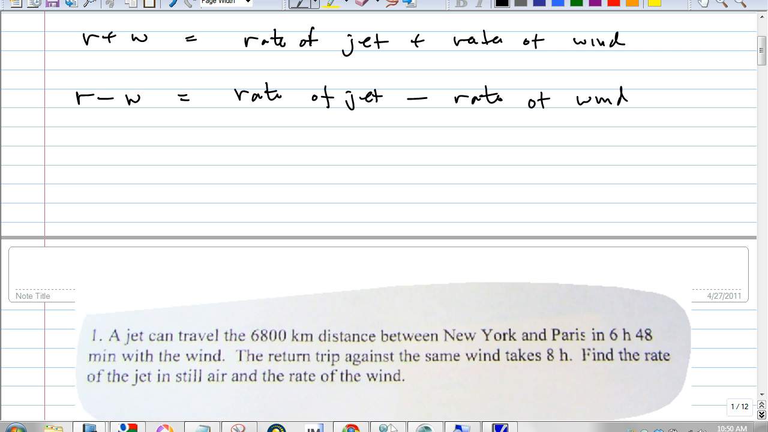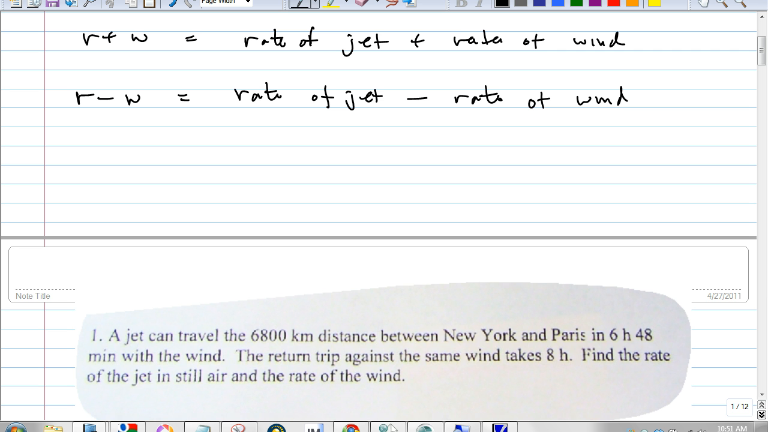Yeah, wind resistance. It's blowing against you. The wind is against you, so it's going slower. Does that make sense? So what are the unknowns that we have? Yes, Barry? The rate of the wind and the rate of the jet in still air. That's right. The rate of the wind, that's unknown, and the rate of the jet in still air.